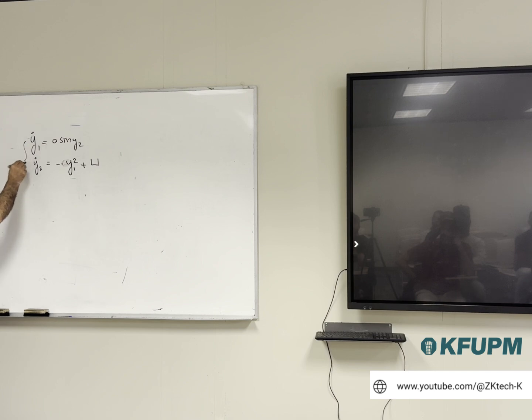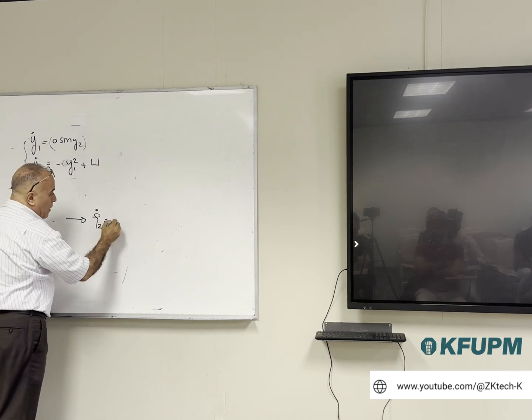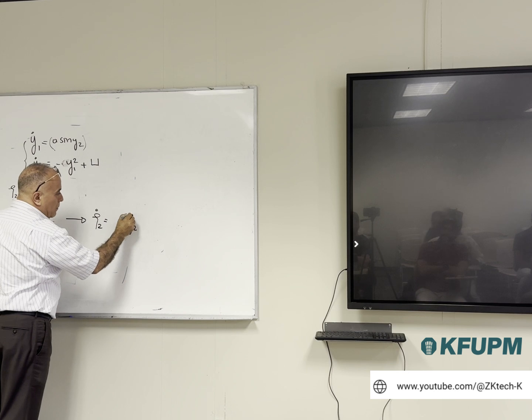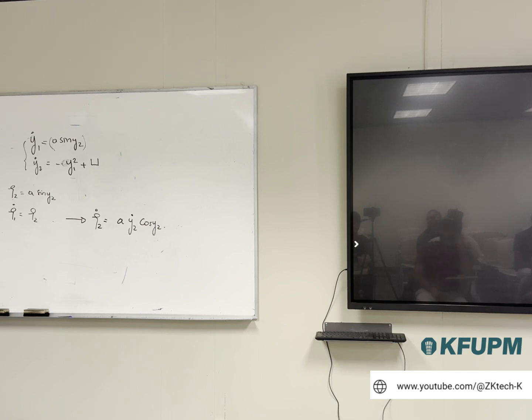One way to do it is we are going to assume zeta 2 equal to a sine of y2, and we are going to assume that zeta 1 prime is basically equal to zeta 2. Right? Because we are putting all this term as zeta 2. Now I need to compute zeta 2 prime. So zeta 2 prime is equal to a y2 prime multiplied by cosine of y2. Everybody is okay with this?